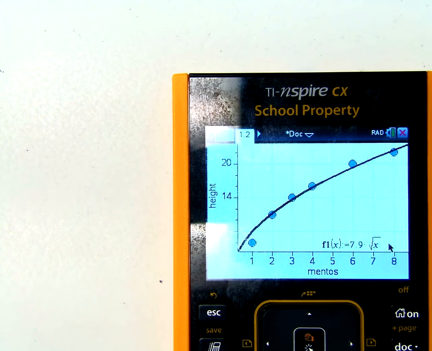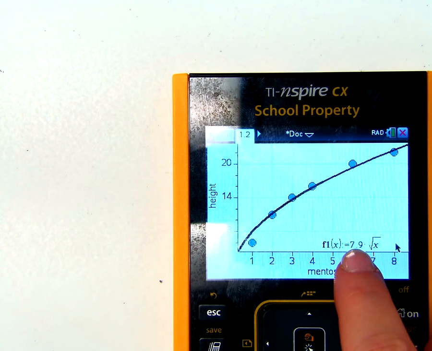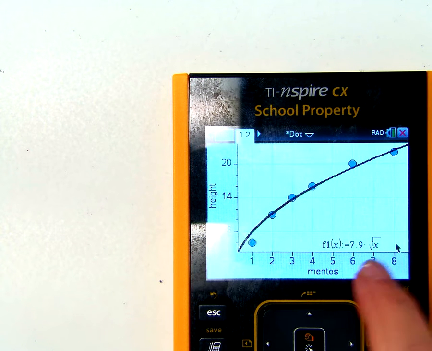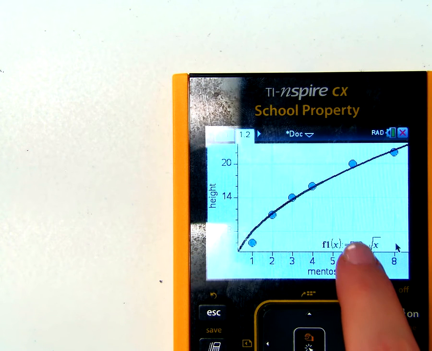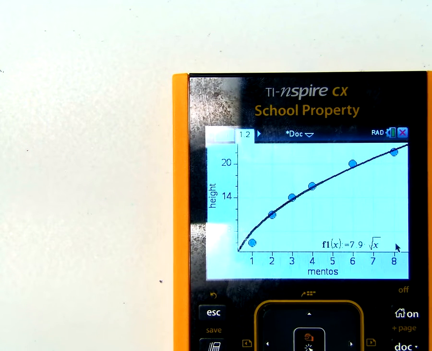So what I want you to do with your partner is decide what number, let's call this A for a second, this value, this multiplier value, because that's what we call it when we talk about transformations, right? You and your partner decide what you think is the best number. I'll give you 30 seconds.